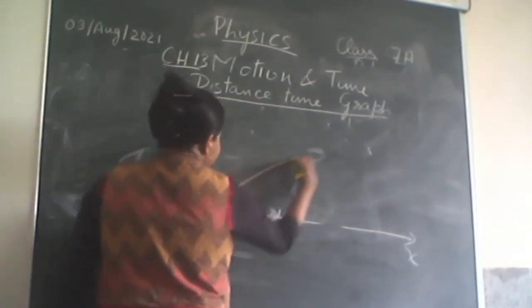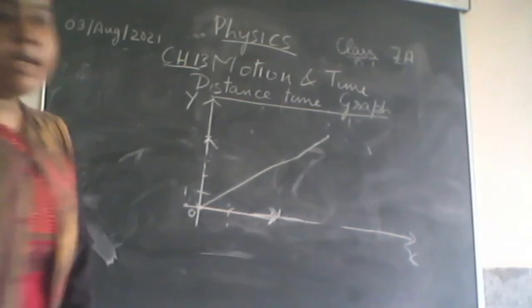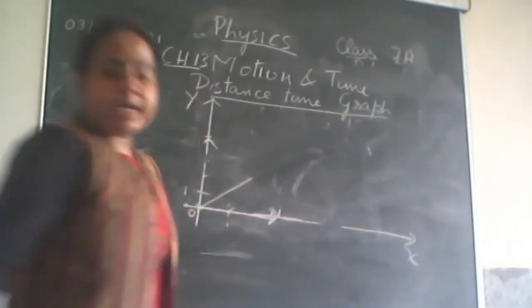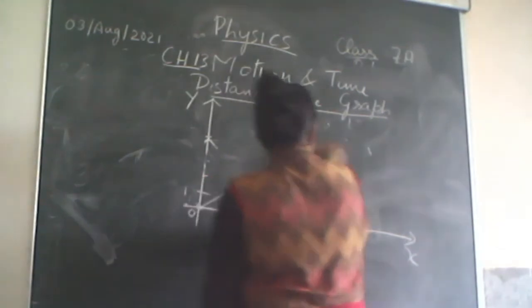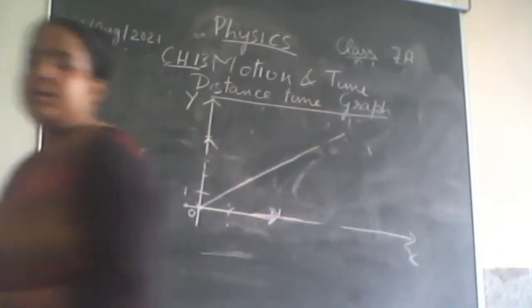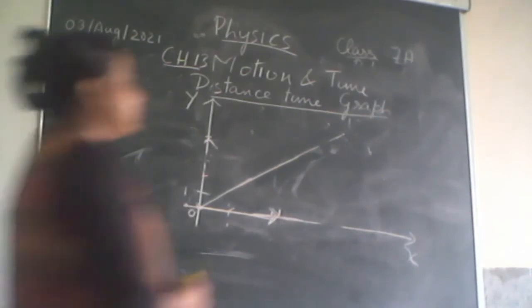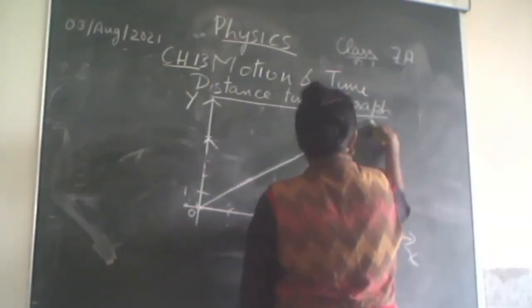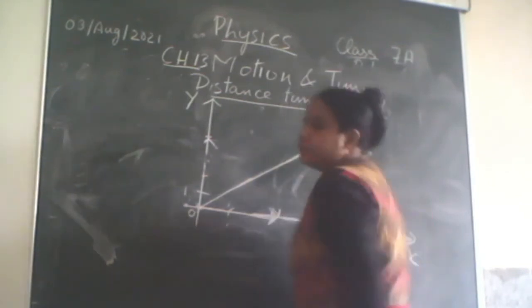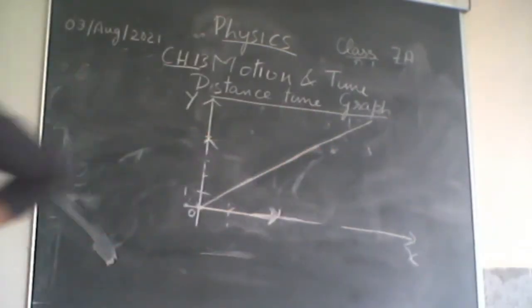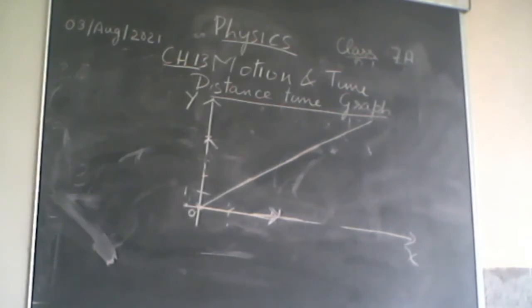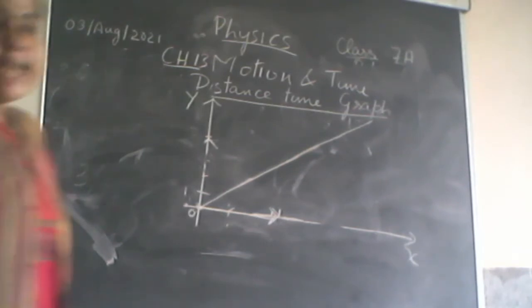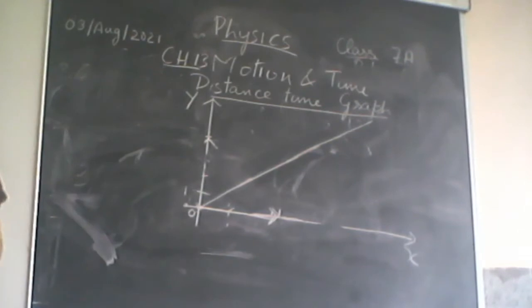If there is a straight line, remember, what does a straight line mean in a graph? Straight line का मतलब क्या है? Which type of motion? Remember, two types of motion: uniform and non-uniform. If it is a straight line, which type of motion are we getting?